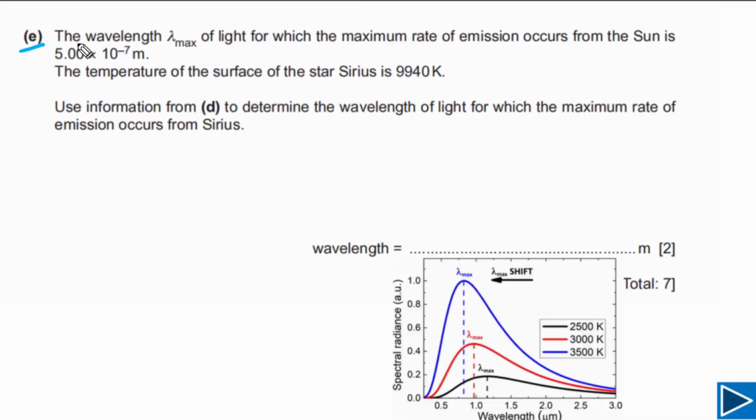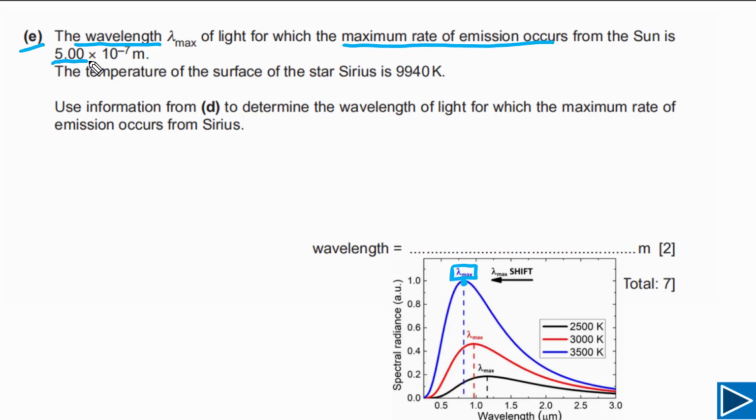For part E, it is given to us the lambda max of light for which the maximum rate of emission occurs, meaning the peak of this curve. So this is the lambda max. It does not mean the maximum value of lambda. In fact, this is the lambda at which the maximum rate occurs. So that is called lambda max, meaning the value of lambda at which the maximum rate of emission occurs.